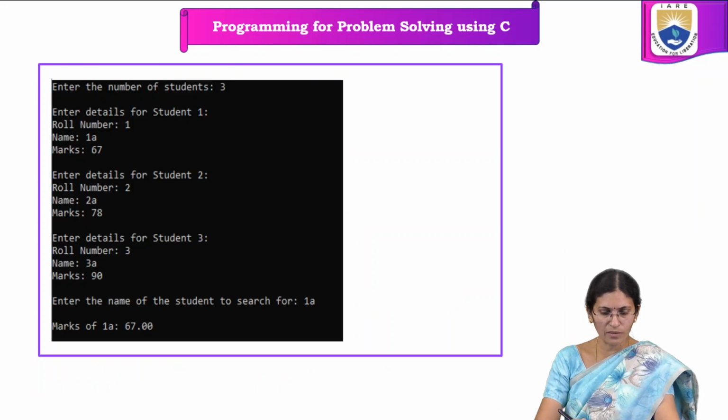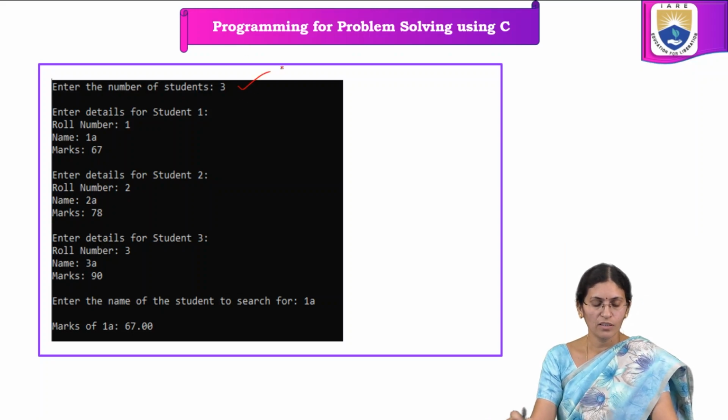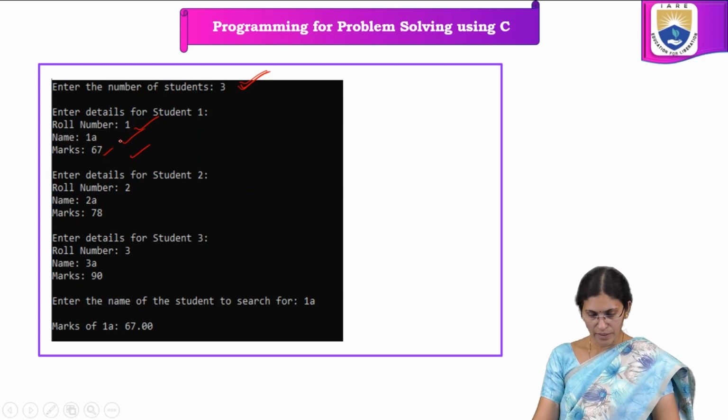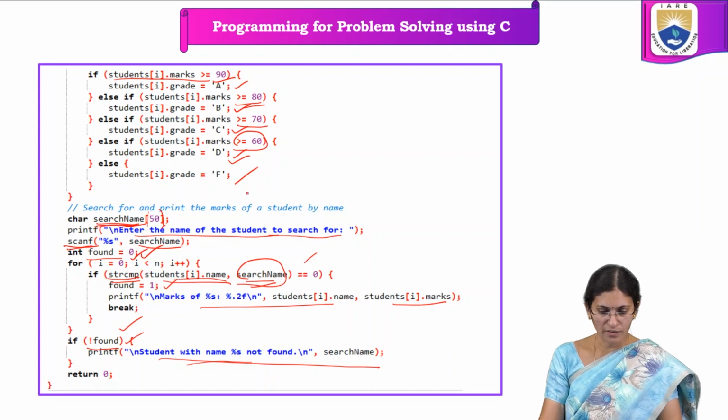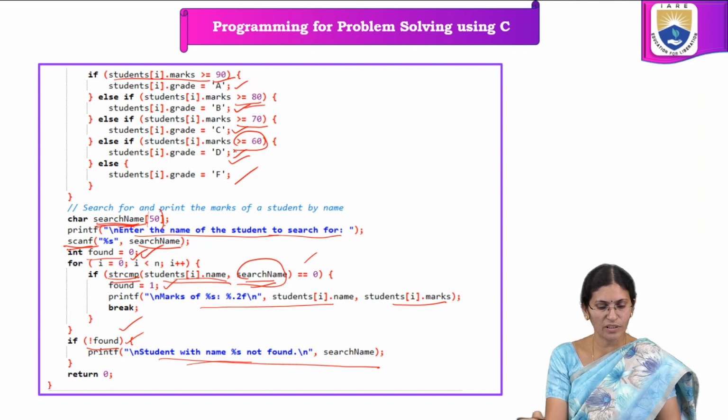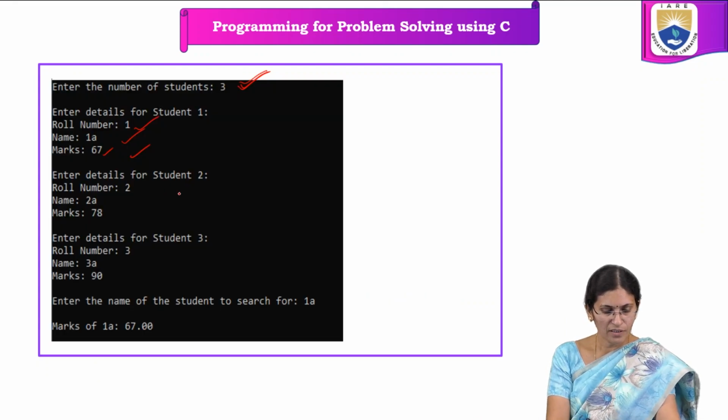So if we execute this program, it will prompt the user to enter the number of students. There are 3 student records we need to enter here. It will prompt the user to enter the details for student 1. Suppose this is the roll number, this is the name, and these are the marks for the student. Based upon these marks, the grade is calculated, but that grade is not displayed here. The marks are greater than 60, which means he has a grade of D. Next, second student details are entered: roll number, name and marks. Similarly, third student details are entered.